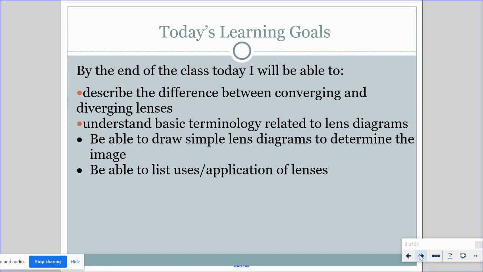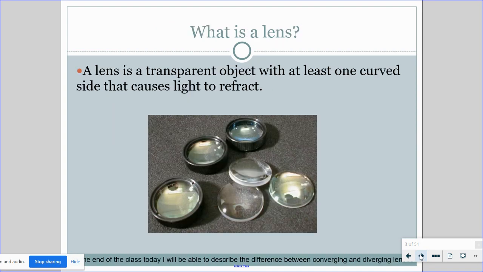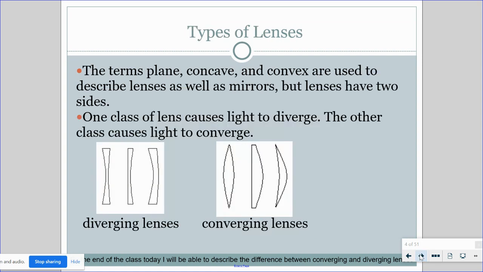In our lesson today, we're going to talk about the different types of lenses, converging and diverging. We're going to understand the terms and what they mean, and how to draw lens diagrams. Then we're going to say, what are they used for in the real world? Their applications. So a lens is a transparent object with at least one curved side that causes light to refract.